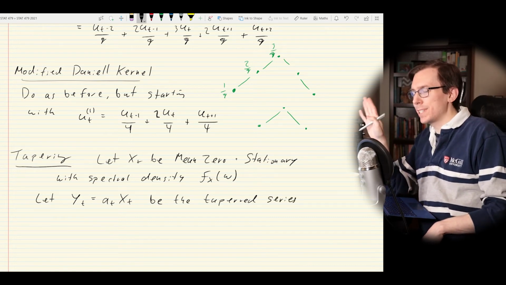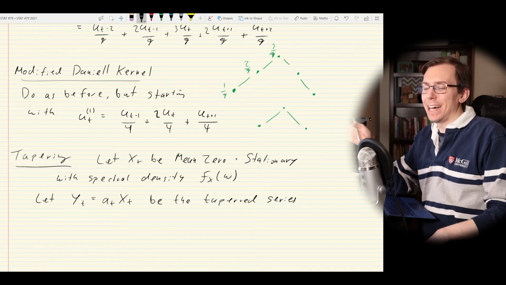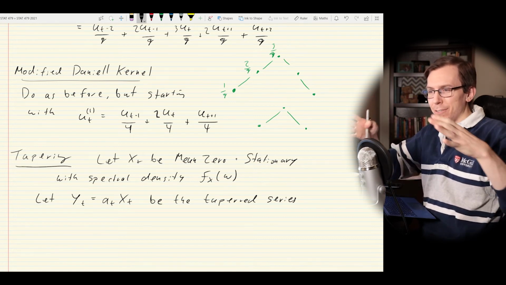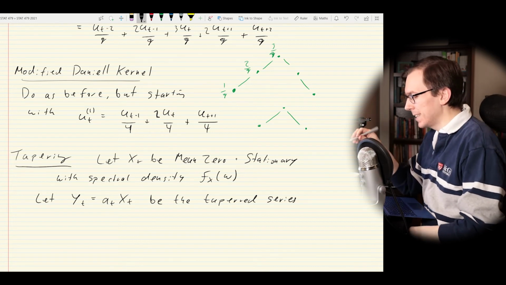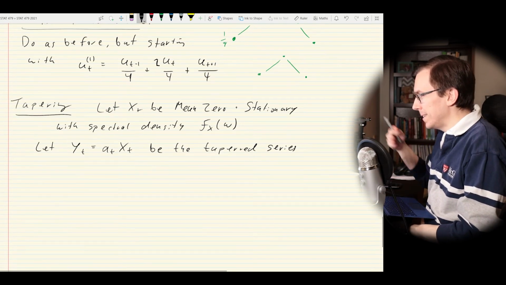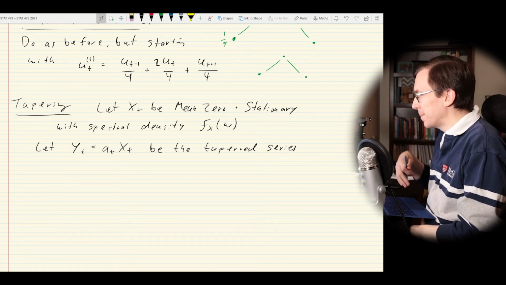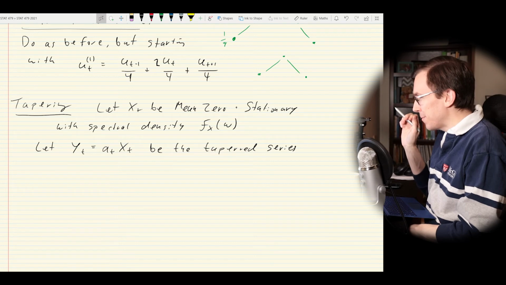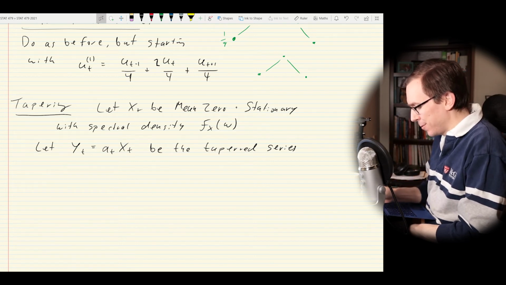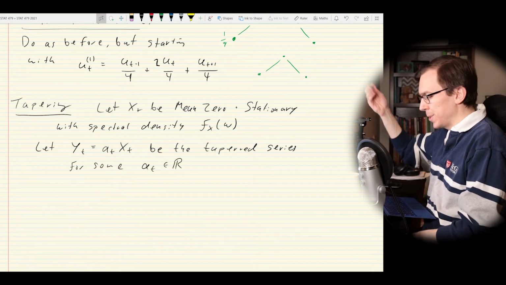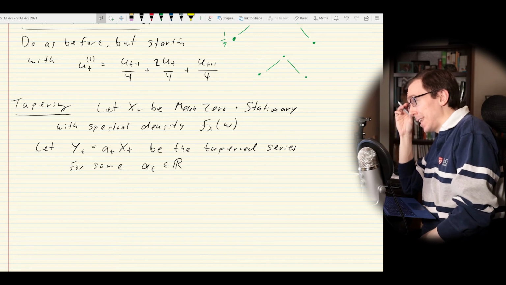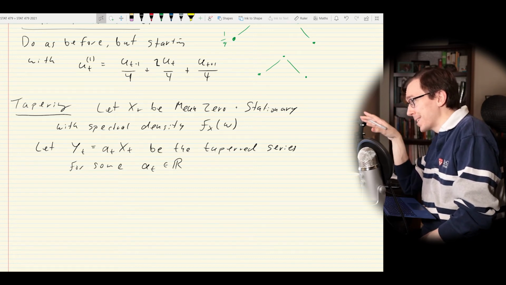Again, we'll see in a second that sometimes you'll apply some tapering that'll focus on the middle of the data set and smooth that, with less emphasis on the edges, or the further out pieces on either side of time. So if we have this, I should say, for some a_t in R, some just real valued coefficients that we're not going to specify at the moment.